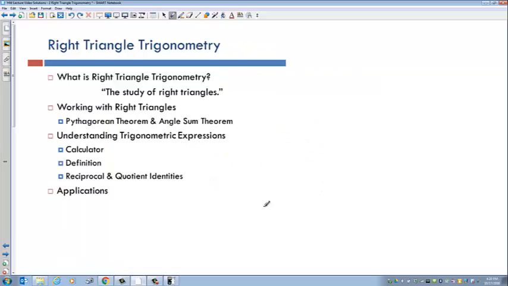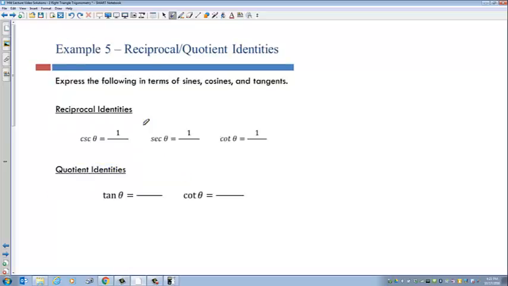All right, so moving on, what do we have left here? We talked about the definition, how we define the sine, cosine, and tan, and so on. Now we want to talk about a couple identities we're going to use throughout the rest of this course called the reciprocal and quotient identities. They're really pretty simple to remember once you get the hang of it.